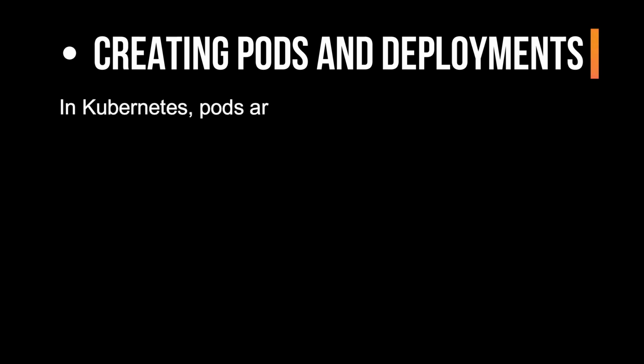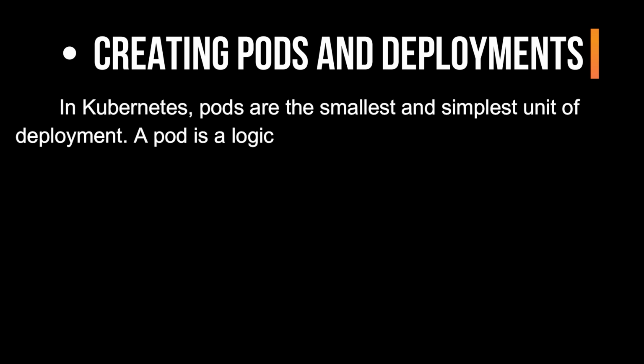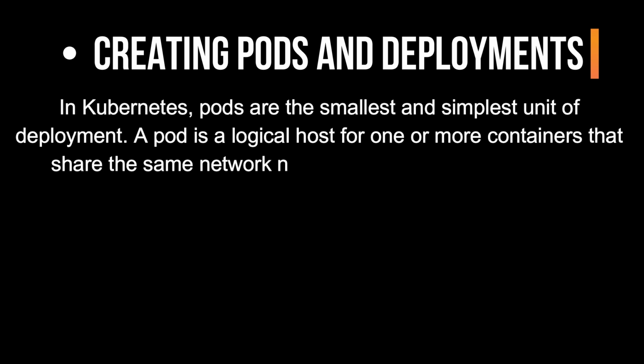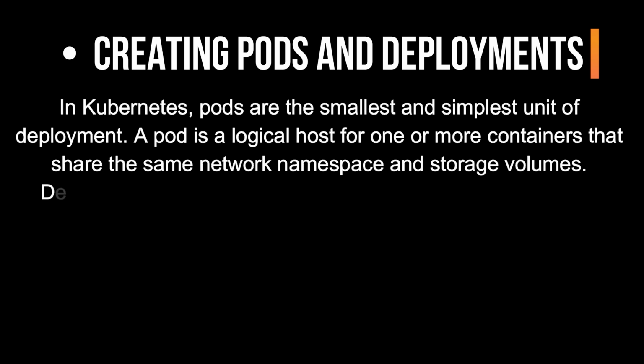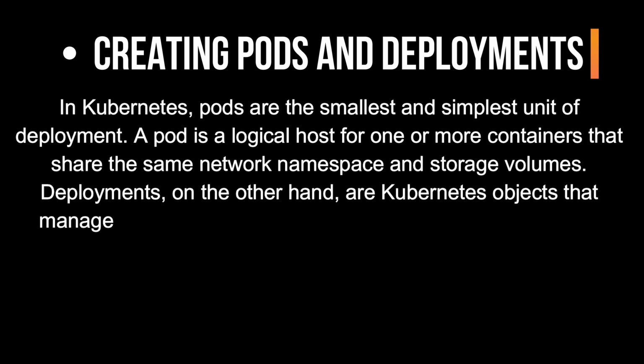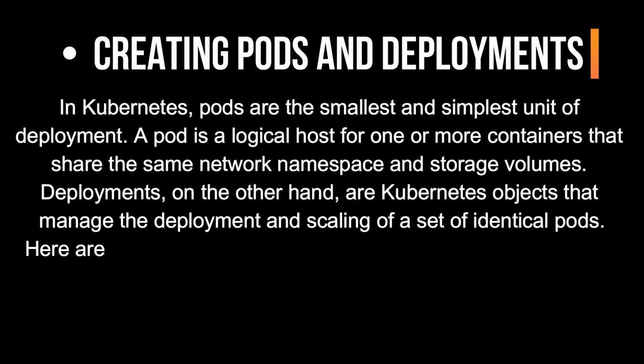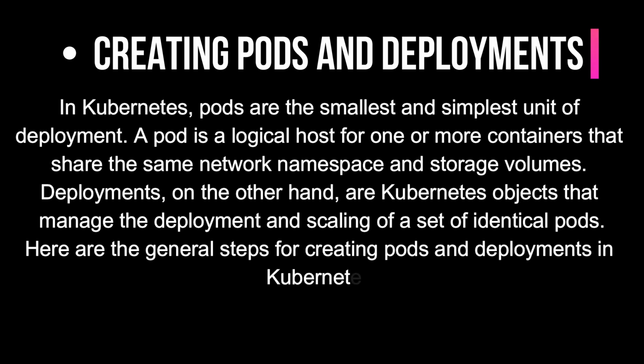In Kubernetes, pods are the smallest and simplest unit of deployment. A pod is a logical host for one or more containers that share the same network namespace and storage volumes. Deployments, on the other hand, are Kubernetes objects that manage the deployment and scaling of a set of identical pods. Here are the general steps for creating pods and deployments in Kubernetes.